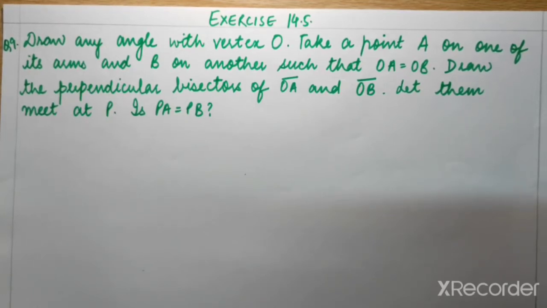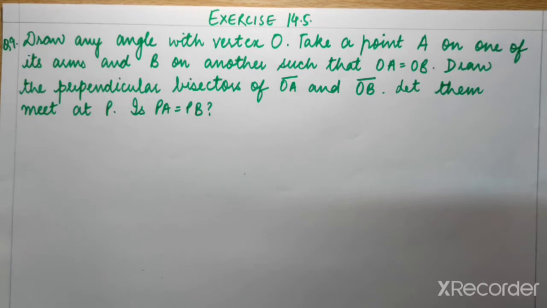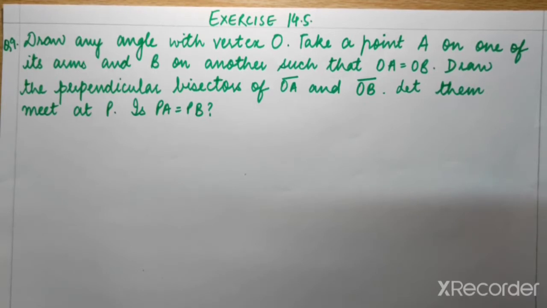Hello everyone, now we are going to do question number 9 of exercise 14.5. It says you have to draw any angle with vertex O, and then take point A on one arm and B on the other arm so that OA equals OB, and then draw perpendicular bisectors of OA and OB, which meet each other at point P, and then check is PA equal to PB. Let's do it step by step.